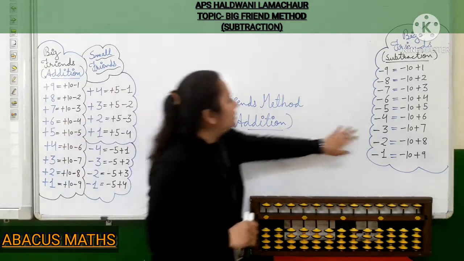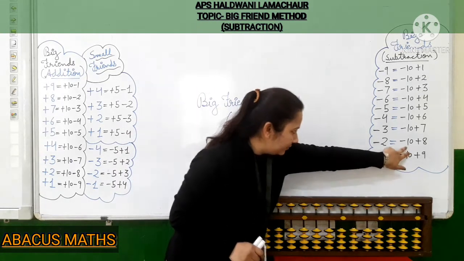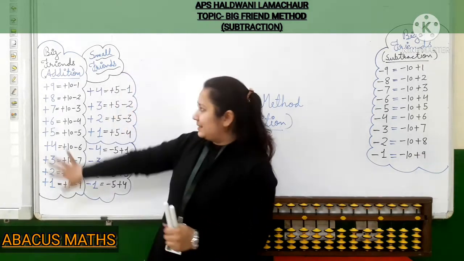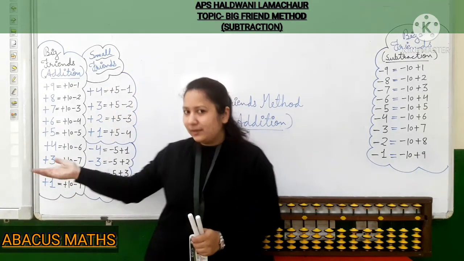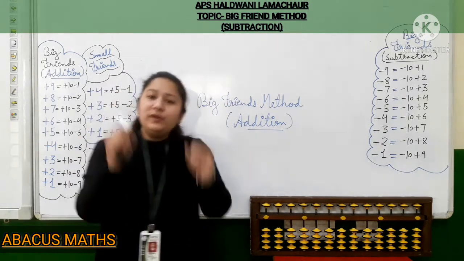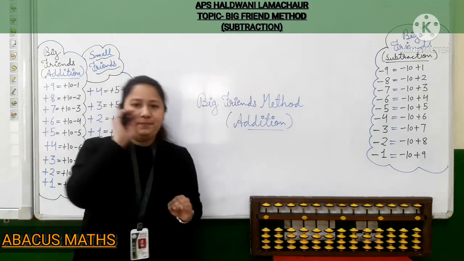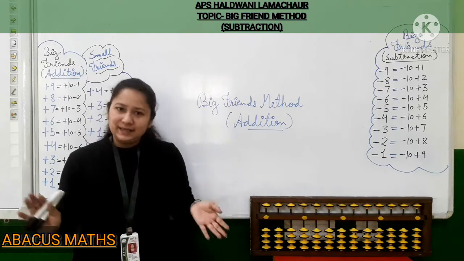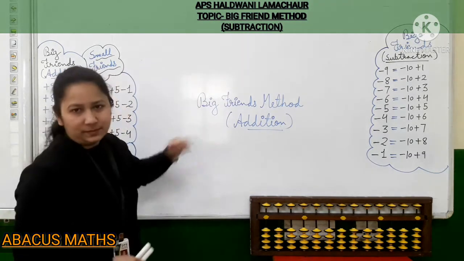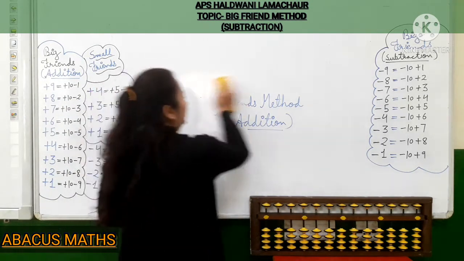Same way kids, in these big friend subtraction formulas, whenever you have to subtract 10, you subtract it because it is a subtraction formula. It is an addition formula, so you have added 10. Now it is a subtraction formula, so you have to subtract 10. Whenever you have to subtract 10, you will subtract 10 from one rod up. It is the same in subtraction also. You will get it more when we do the sums. So let's start. First of all, we will move to the first sum.